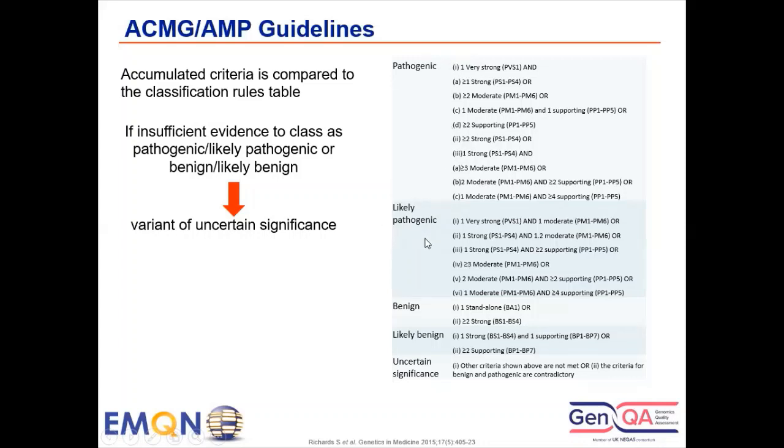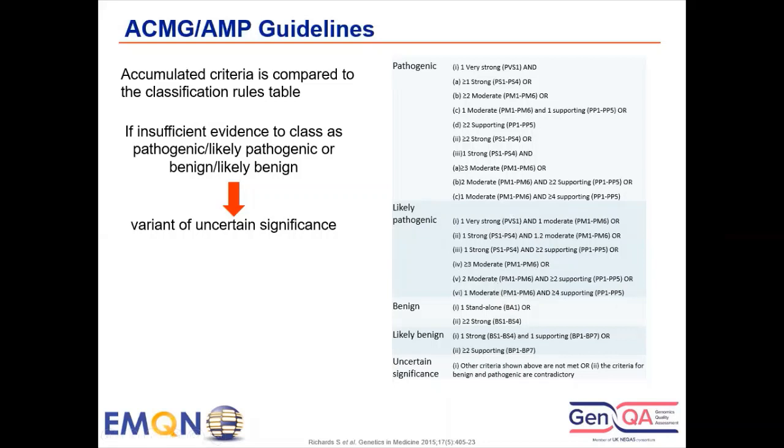Likely pathogenic means that you have less strong arguments. So if you have 1 very strong argument and 1 moderate argument, then you can classify it as likely pathogenic. A strong argument in combination with a moderate argument, or a strong with 2 supporting arguments, or 3 moderate, or 2 moderate and some supporting, or 1 moderate and 4 supporting, leads to likely pathogenic.